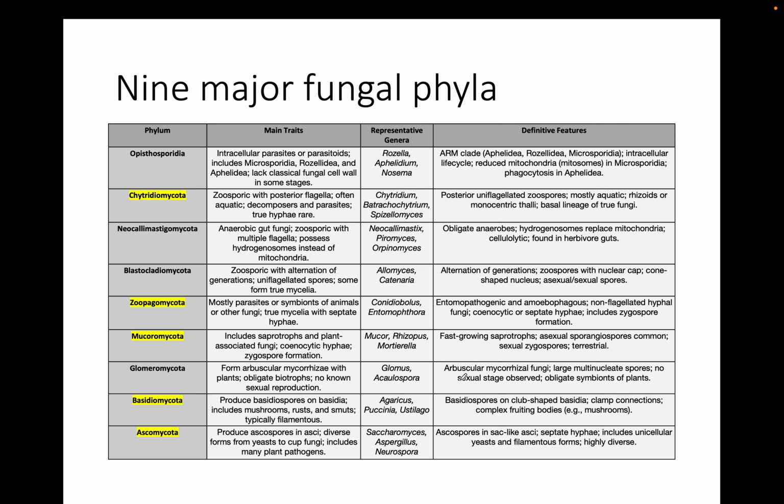Then we have Ascomycota, where the sexual spore, the ascospore, is produced inside a sac-like structure called the ascus or the asci. No? They have diverse forms ranging from unicellular yeasts to cup fungi. Ascomycota are also popular because these fungal genera can cause infections in plants. No? Many of them are plant pathogens. For example, representative genera under Ascomycota are Saccharomyces, which is a yeast, Aspergillus, which is a mold, and also Neurospora. No?